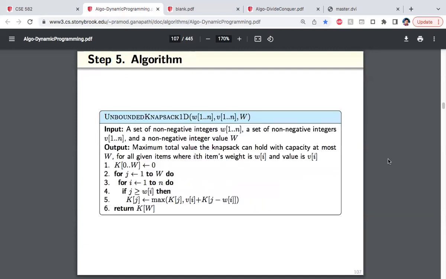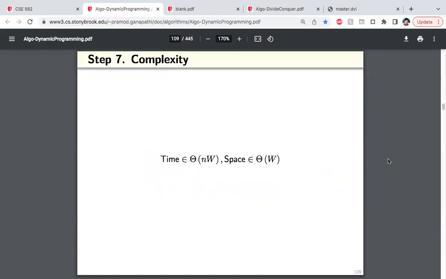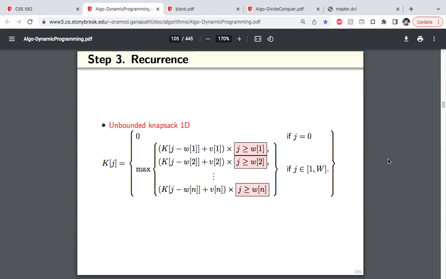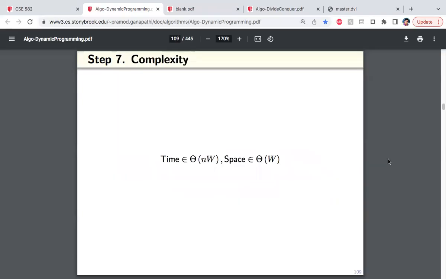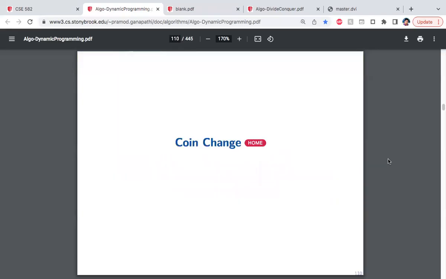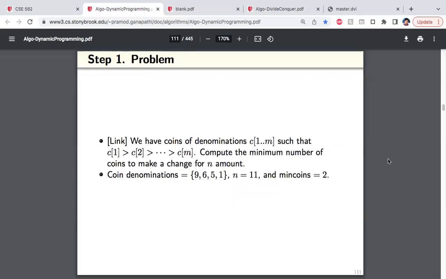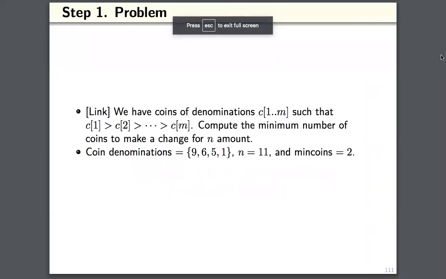And do we have time? Probably not. There is a better way to write this unbounded knapsack also, using only one dimension, but we will not cover that. And similarly, you might have heard about the coin change problem. Suppose you have coins of different denominations, C of 1, C of 2, C of 3, and so on up to C of M. And suppose these denominations are in decreasing, sorted order.